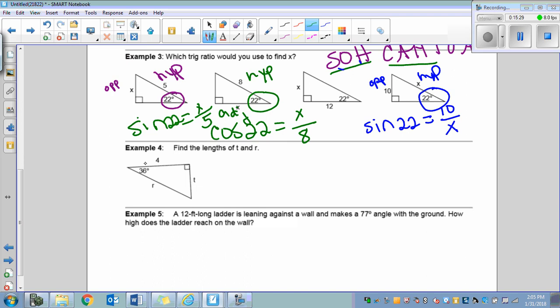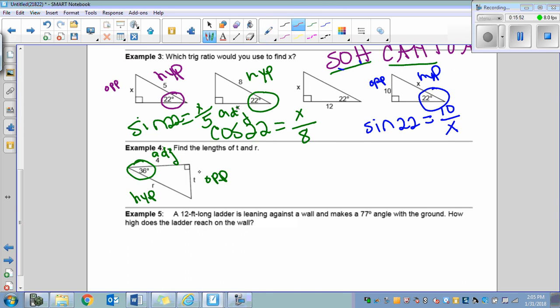My first step is to circle my reference angle. My second step is to label my sides. The T is on my opposite side, and the one opposite my 90-degree angle is R, so that's my hypotenuse. So that makes 4 my adjacent side. I hope you guys can do that by yourself now.